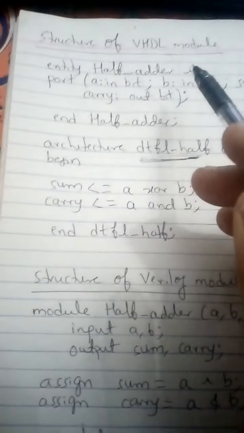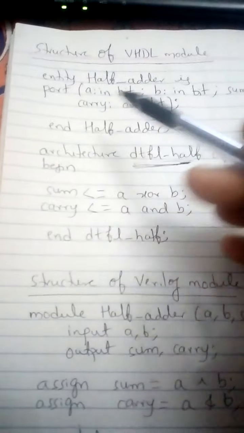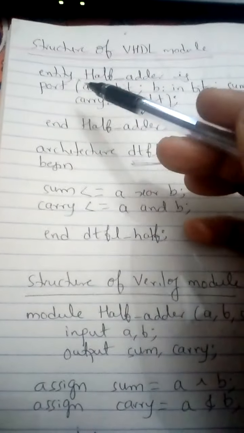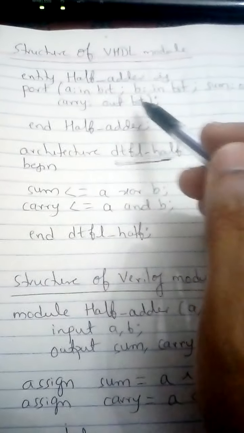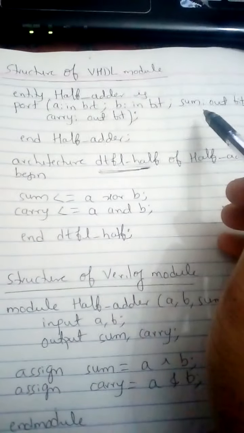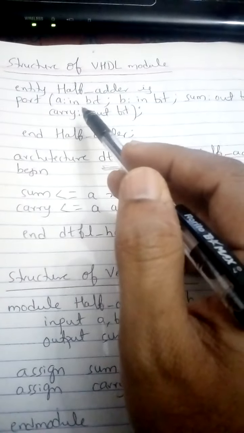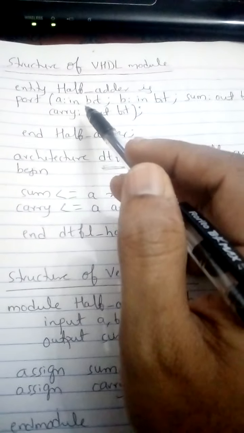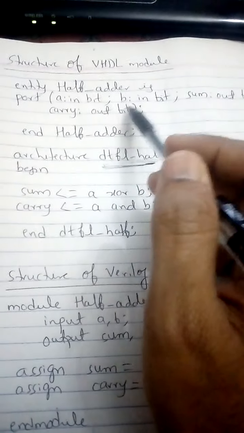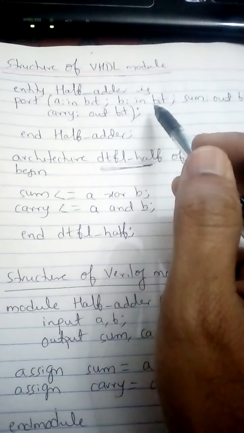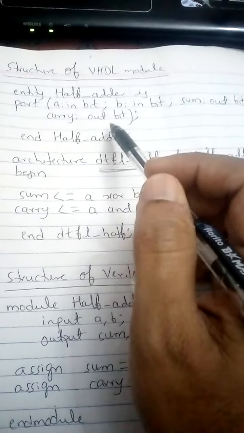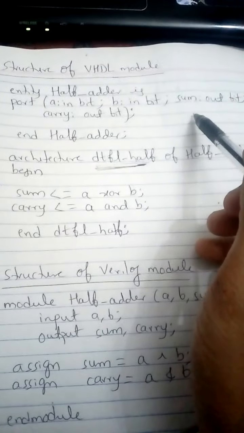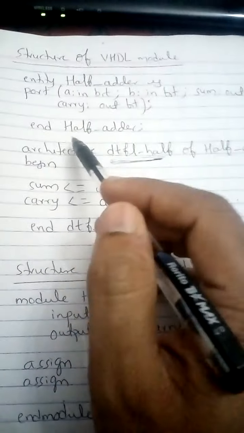Okay, so in the VHDL model, again we have two parts, entity as well as architecture. In entity, we are just declaring all the inputs and outputs. So in this example of half adder, I can say inputs are A and B. Both can take 1 bit value at a time. Similarly, outputs are sum and carry. Again, these two can take only 1 bit at a time.